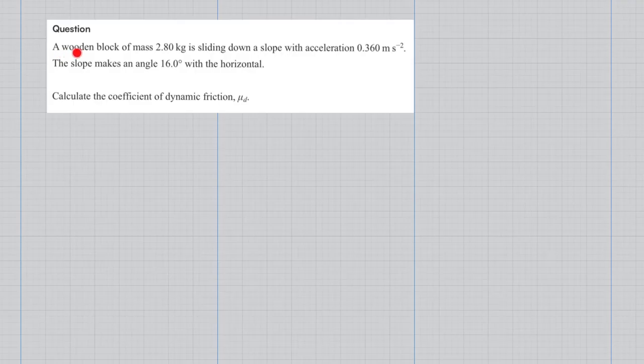So this question says, a wooden block of mass 2.8 kilograms is sliding down a slope with an acceleration of 0.36 meters per second squared. The slope makes an angle of 16 degrees with the horizontal. Calculate the coefficient of dynamic friction.